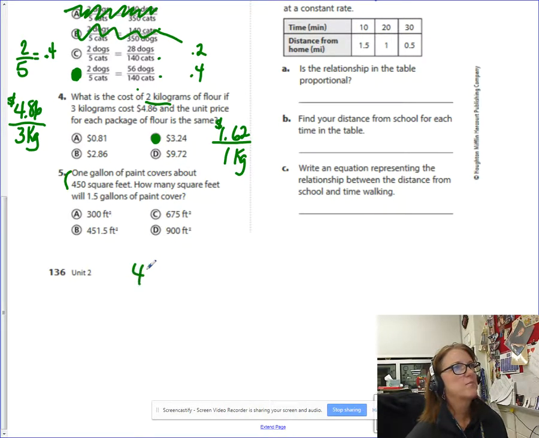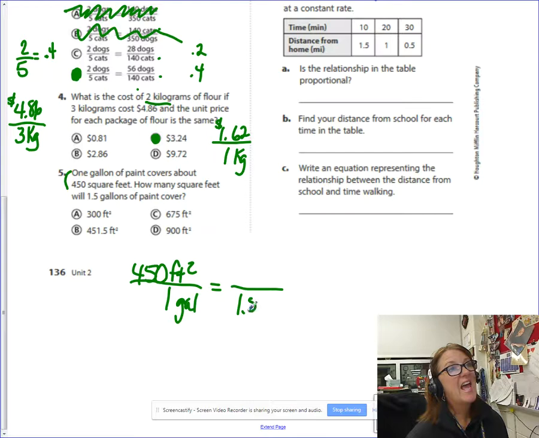So let's do this. You get 450 square feet for 1 gallon of paint. I want to know, what if I have 1.5 gallons of paint? Okay, what is this going to equal? Is it going to be 300, 451 and a half, 675, or 900? Now, newsflash here. If I got more paint, I'm going to cover more wall. So there's no way my choice could be 300 because that's smaller.